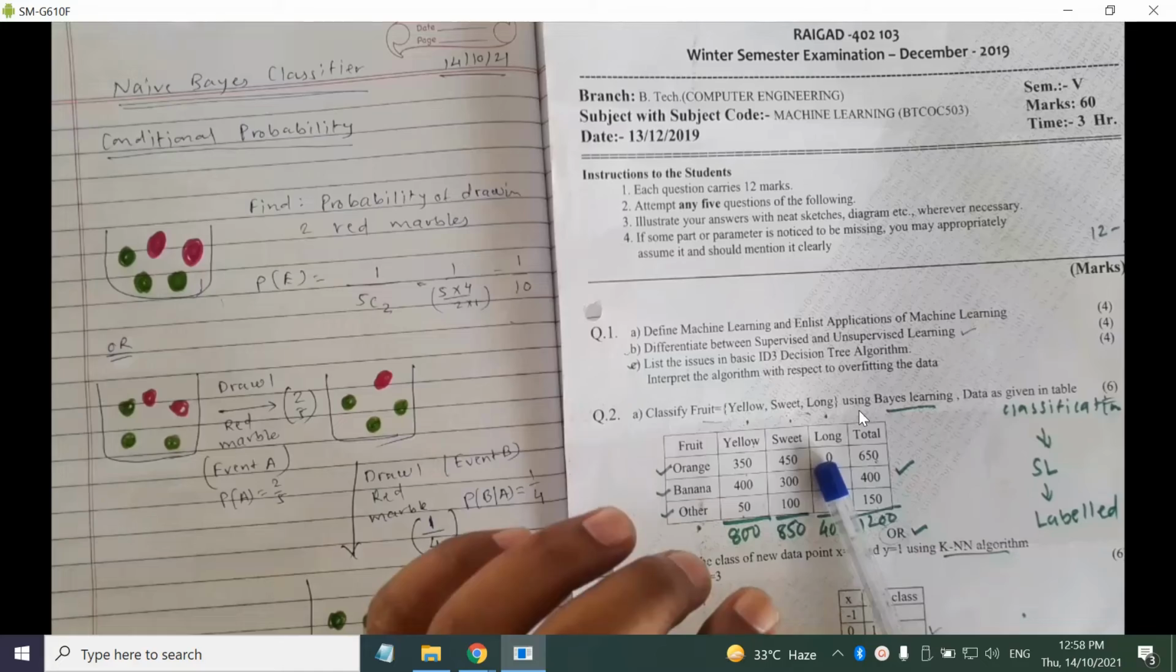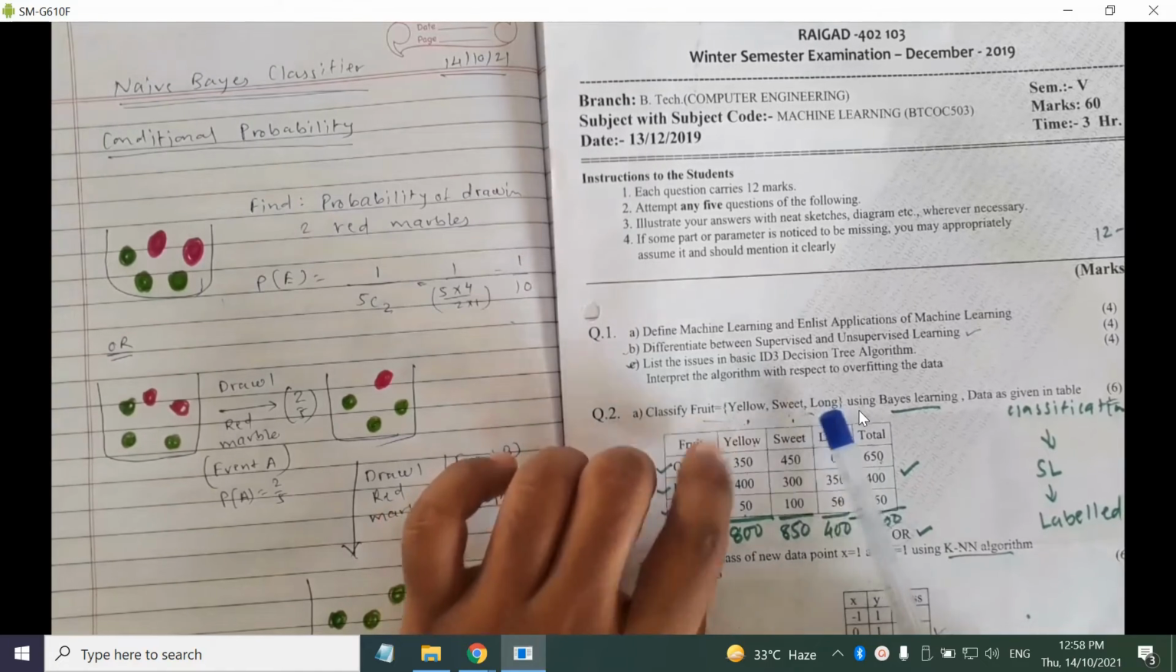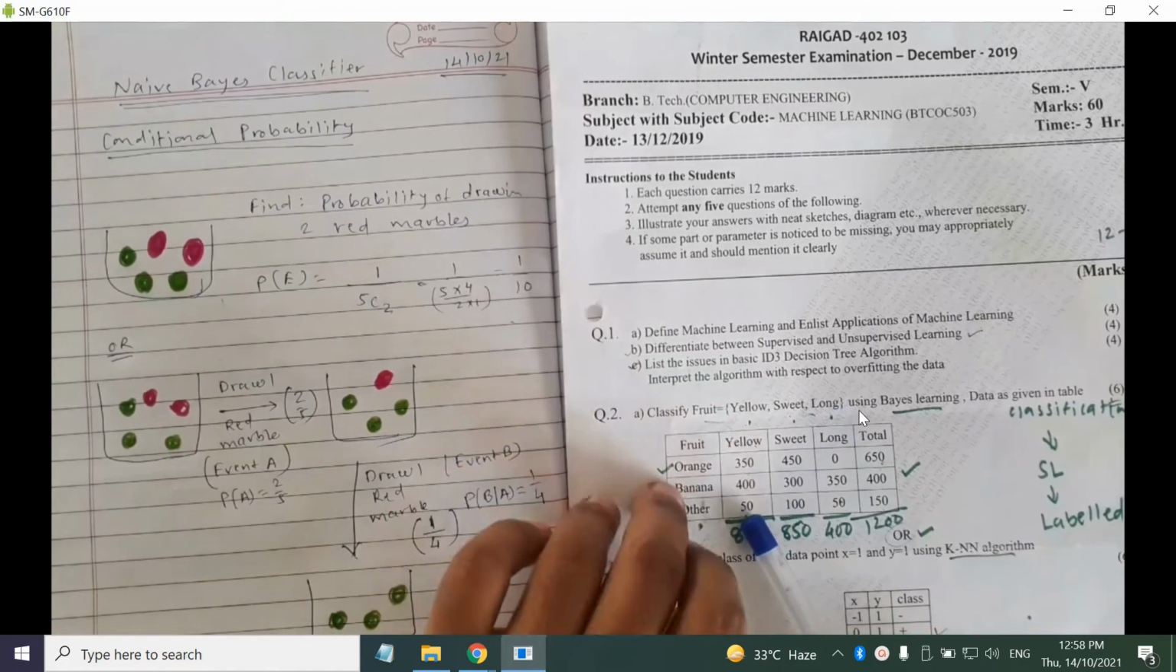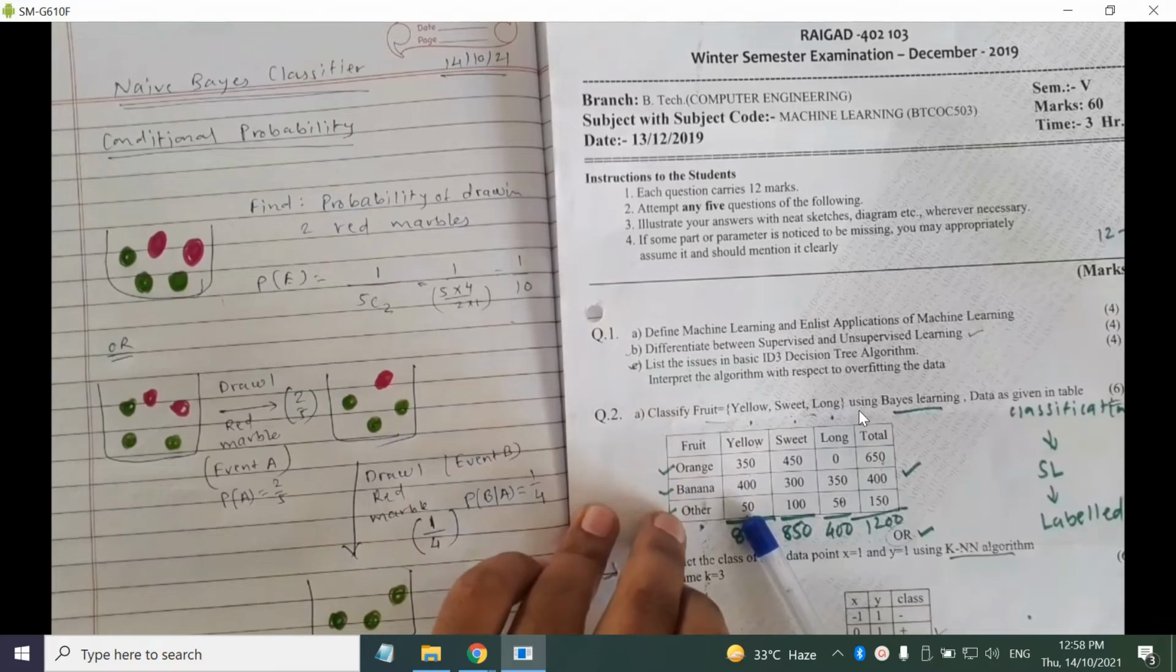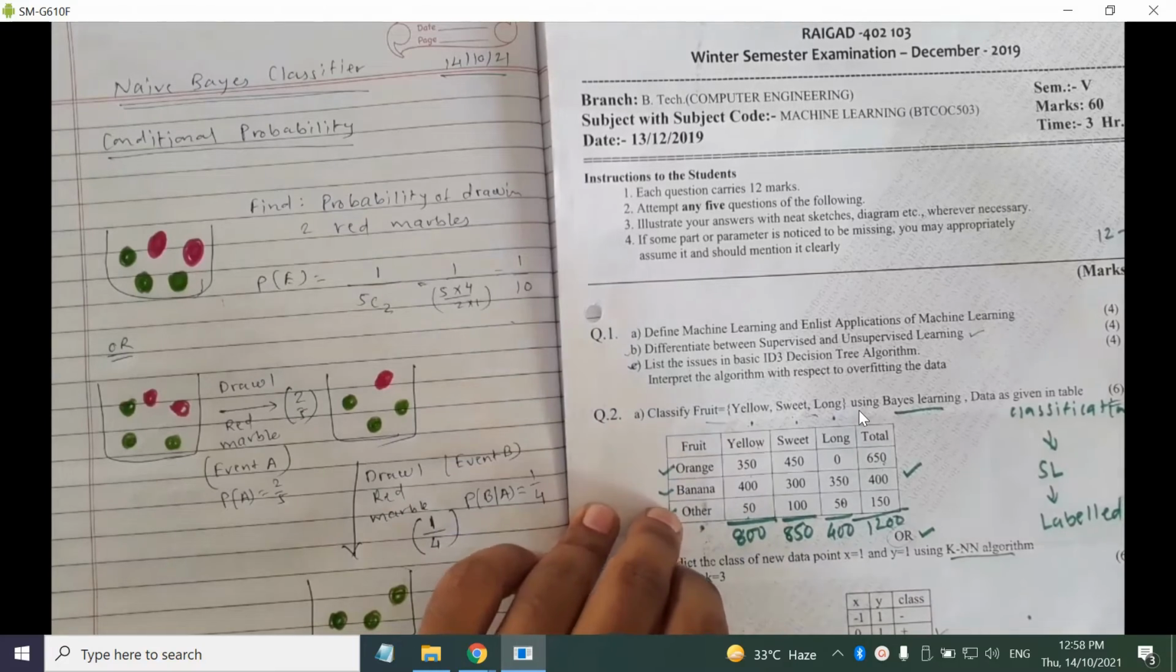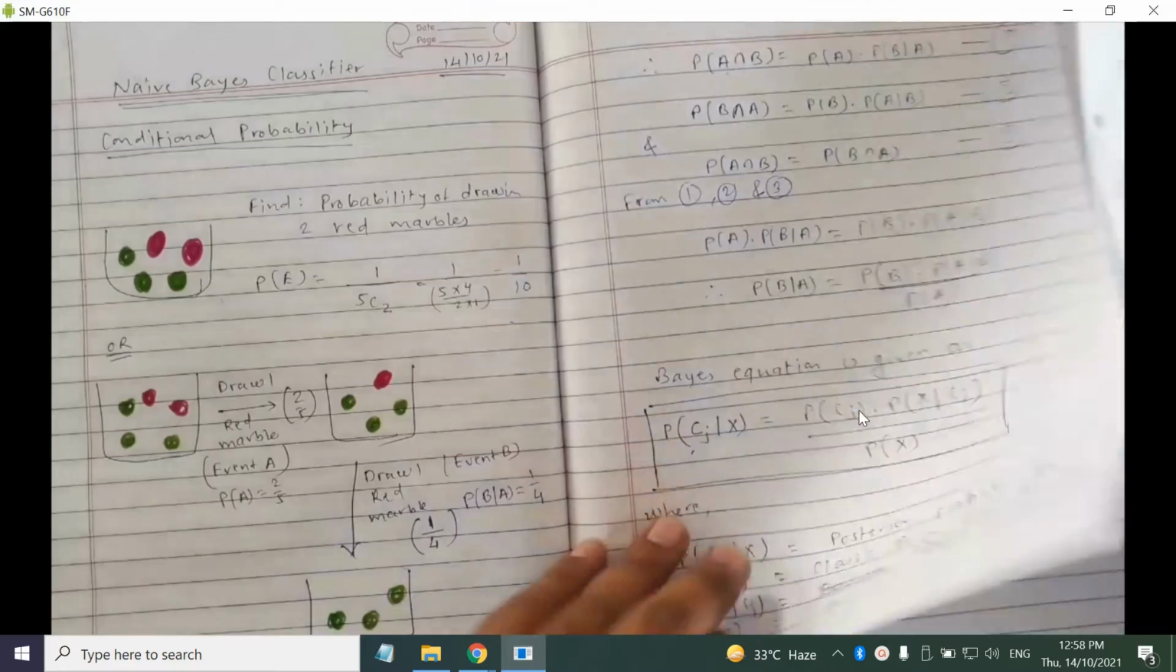Yes. हाँ, because this given fruit is long. So it can be either banana or other. But we will prove that using the Bayes classifier. So we'll proceed now. So this is my problem number 1.